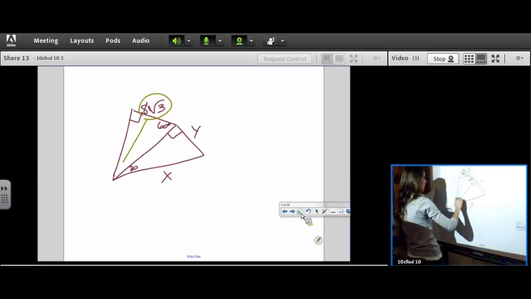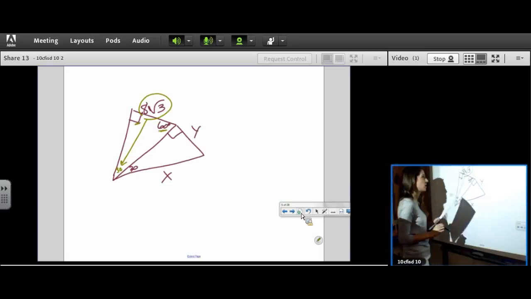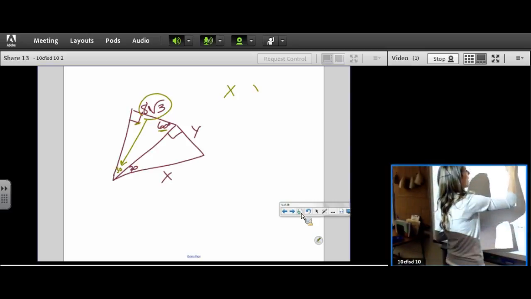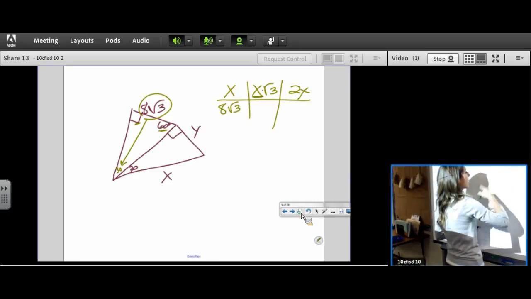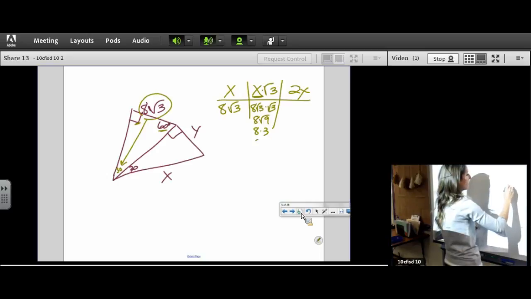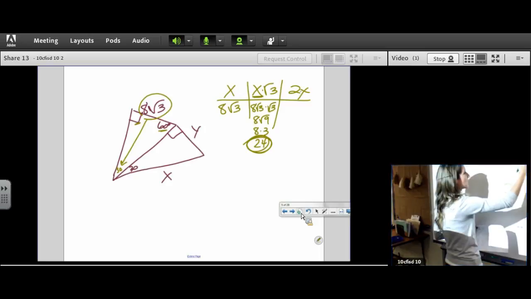Okay, so what do we have, and what is it across from? We know that 30 has to go here based off of those angle measures. So we have the side across from 30, 8 root 3. We're going to follow our table. Take x and multiply it by root 3. Some people like to write this step. I usually skip that one. Beautiful whole number, 24.